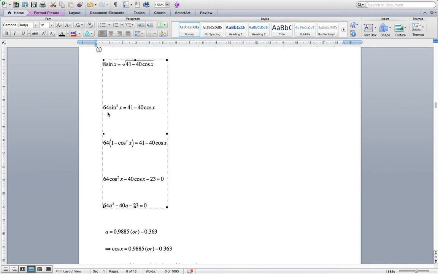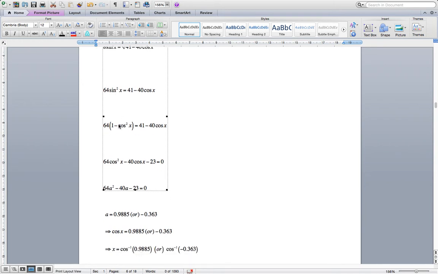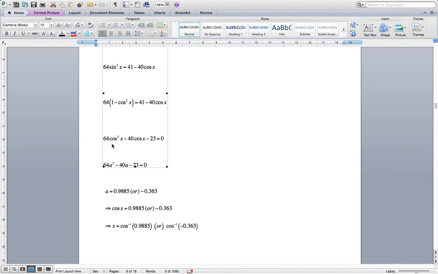And so here 64 sine square x. So by squaring both sides, you get 64 sine square x equal to 41 minus 40 cos x. Now sine square x can be written as 1 minus cos square x, correct? So simplify it. So finally you will get a quadratic equation in cos x. So I'm going to replace cos x with a. So you'll get 64a square minus 40a minus 23 equal to 0.